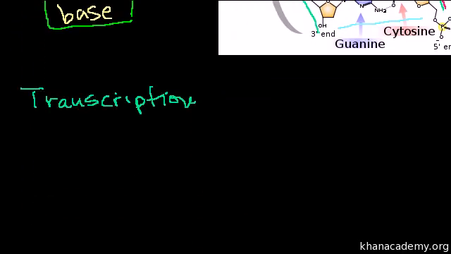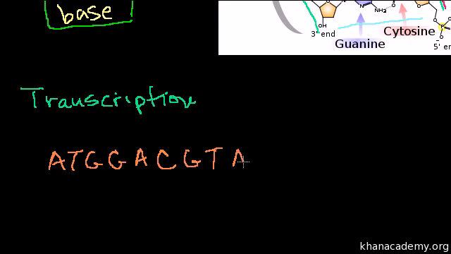I'll do it all in one color. Let's say it's just A, T, G, G, A, C, G, T, A. I'm just making up stuff. Let's say that's the strand that got split up. And what happens is it transcribes it, and I won't say itself. There's a whole bunch of enzymes and proteins, and a whole bunch of chemical reactions that have to happen. But this DNA essentially transcribes a complementary mRNA.